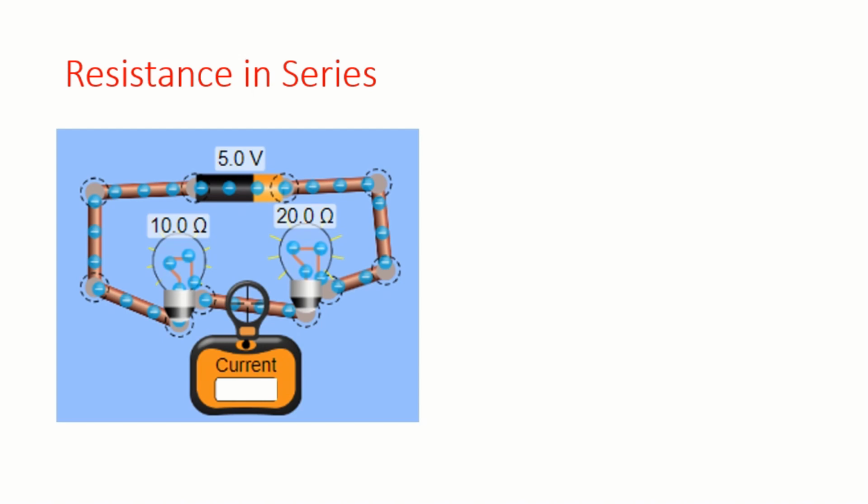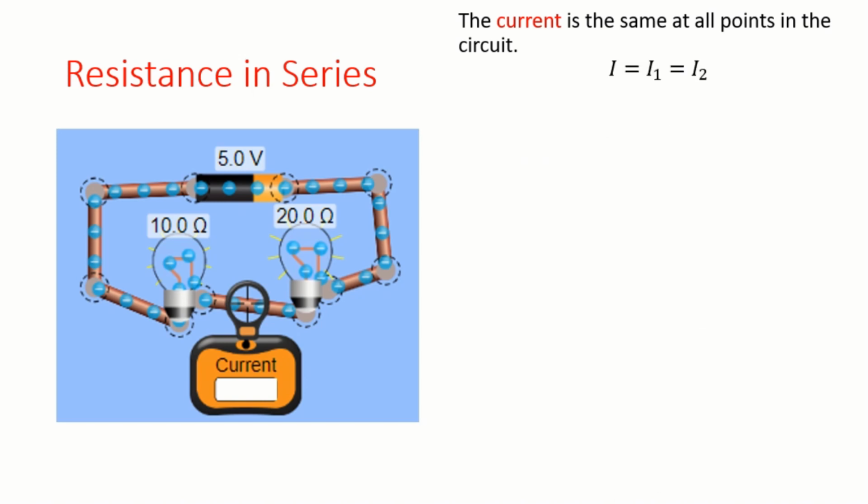Now, we're just going to go over a few basic rules. We're not going to talk about where these necessarily come from, but they're things that we observe when we use these series circuits. The first one is that if we measure the current anywhere in this circuit, then we'd notice that the current is the same at any point.